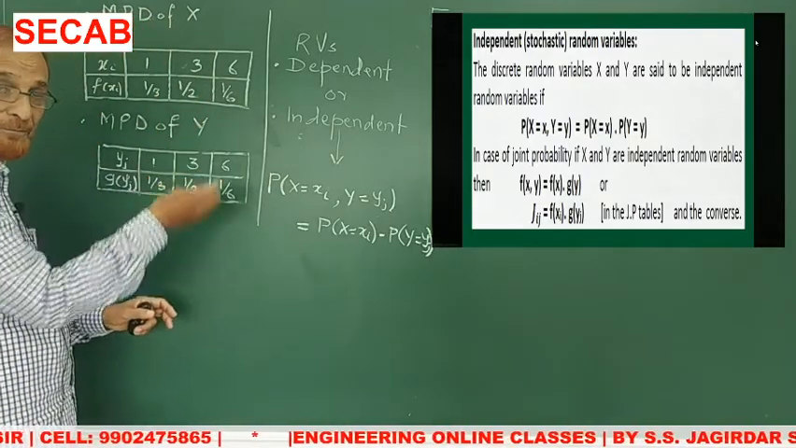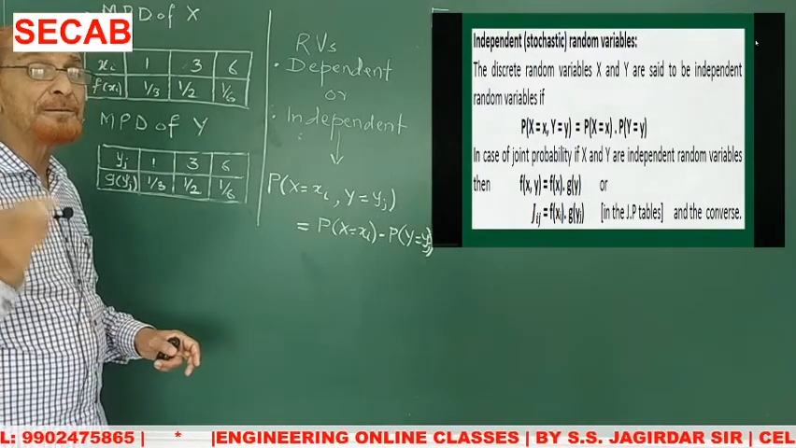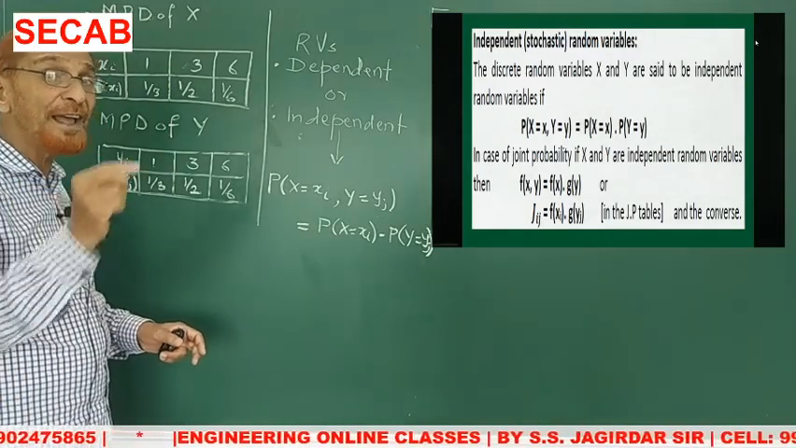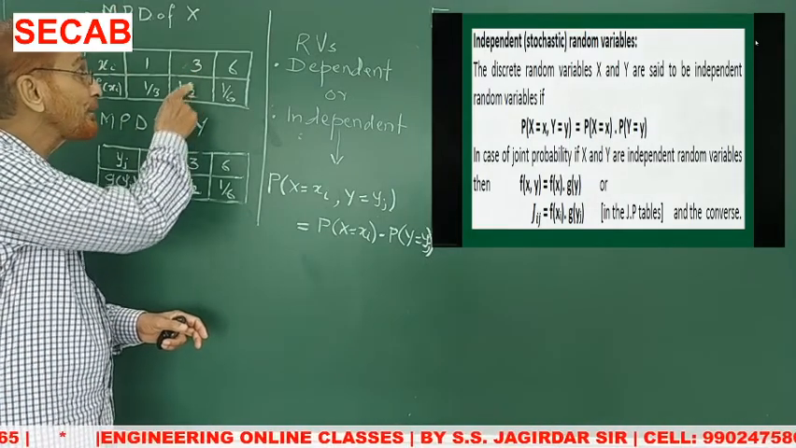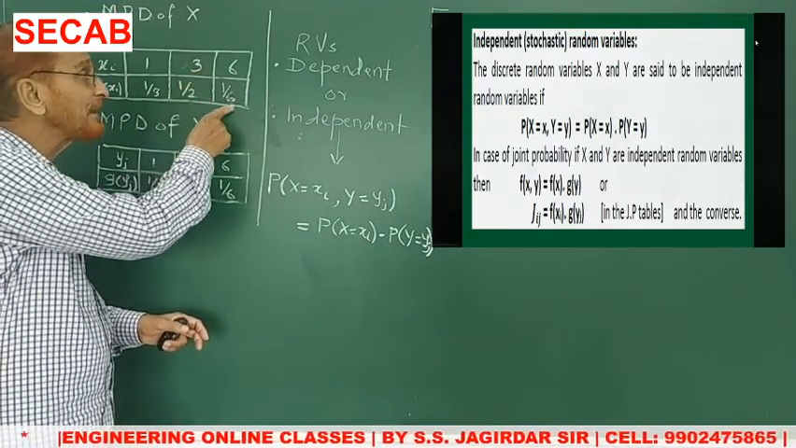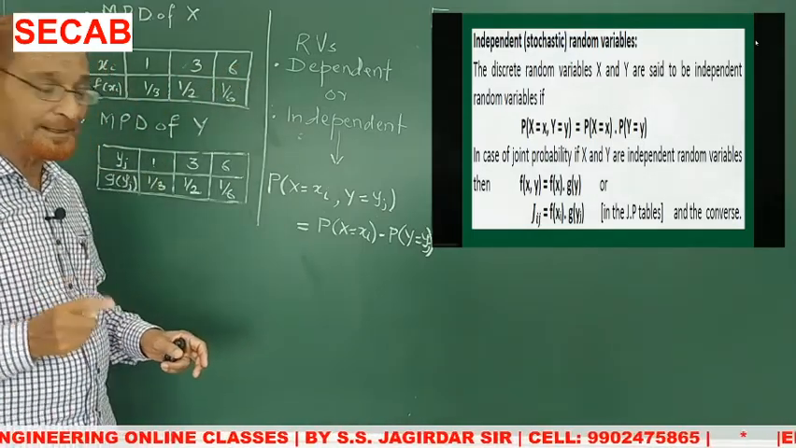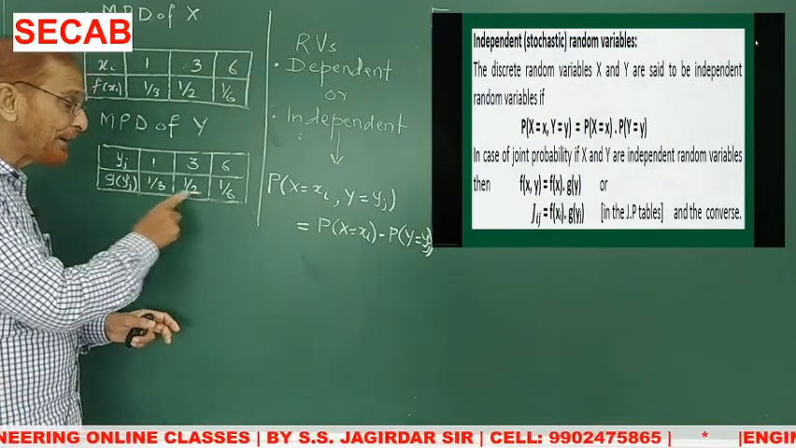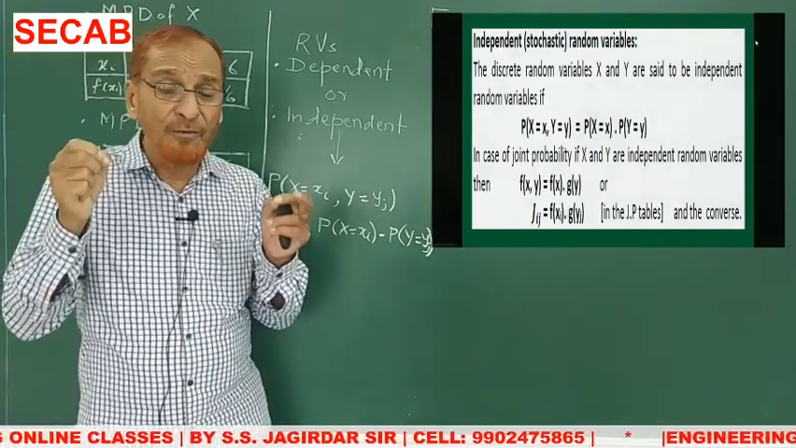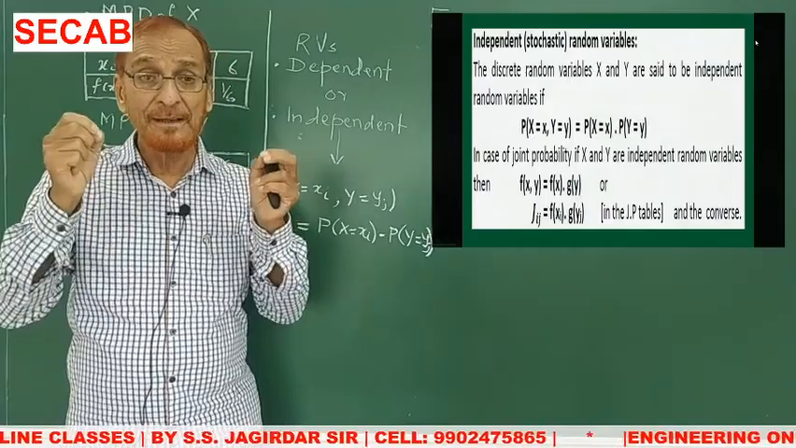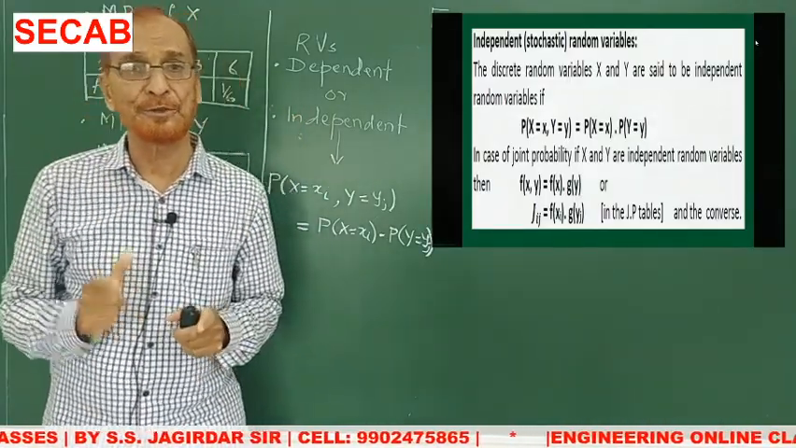These are the independent probabilities. For example, 1 upon 3 is the independent probability of x when its value is 1. It is the independent probability of 3. It is the independent probability of 6 for values of random variable x. Similarly, independent values of y are also available. So the independent values of probability for random variables are available in the marginal probability distribution table.